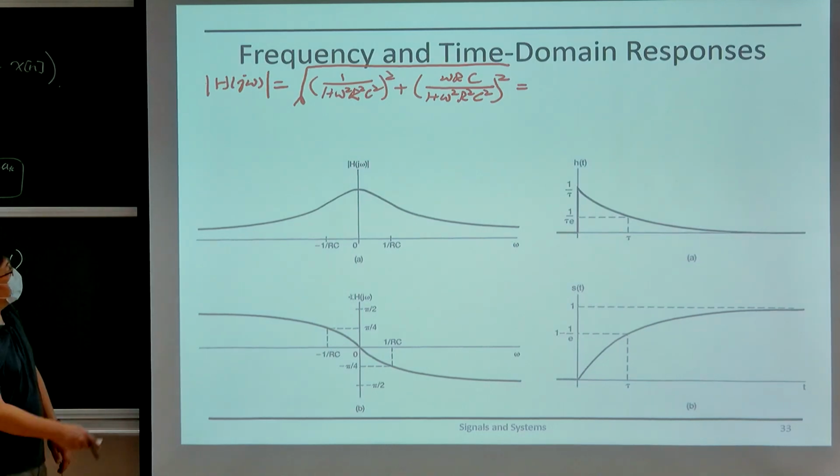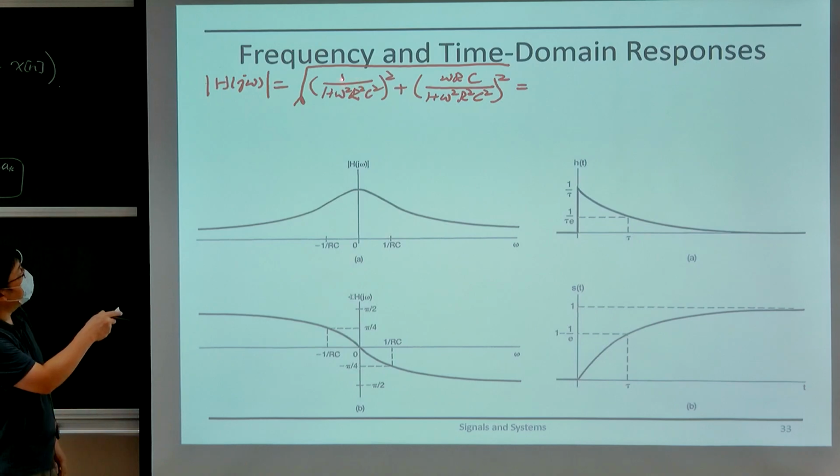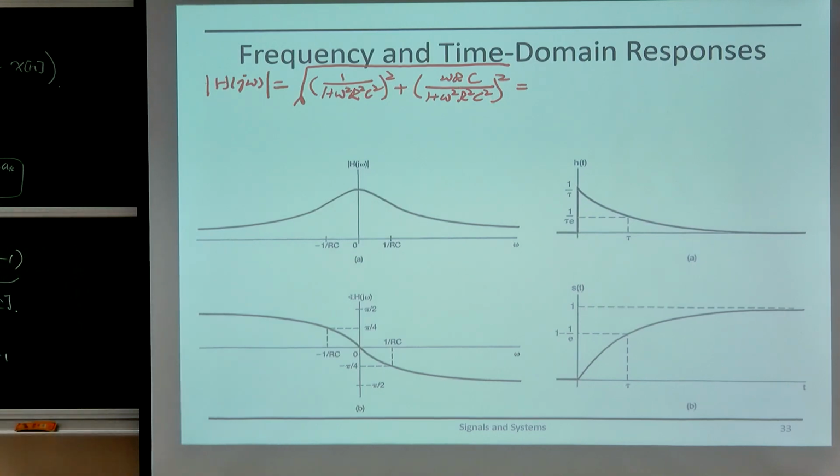So if you work this out, right here you have in the numerator 1 plus omega square R square C square, which cancels out with one of these terms in the denominator. So eventually what you get is 1 over square root of 1 plus omega square R square C square.